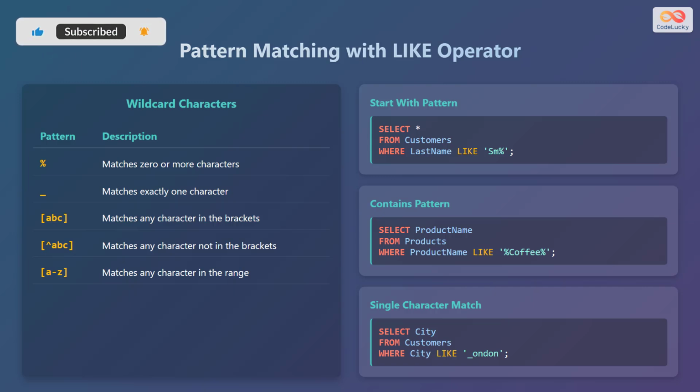The first example shows how to select customers whose last name starts with SM. It selects all columns from the customers table where the last name is like SM, followed by a %. The second example shows how to select products whose name contains coffee. It selects the product name from the products table, where the product name is like %coffee%. The third example shows how to select cities with single character match. It selects the city from the customers table where the city is like _ondon.